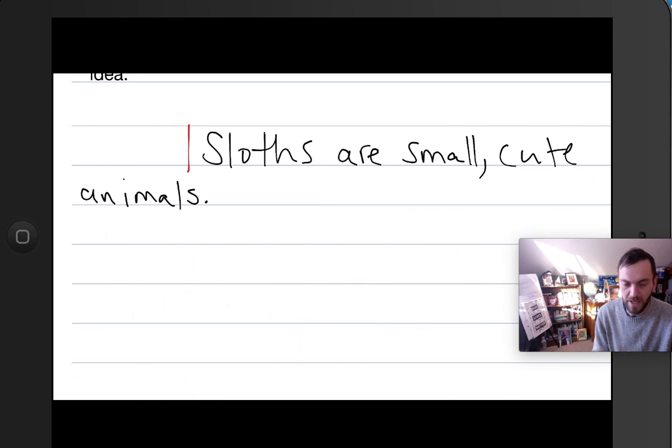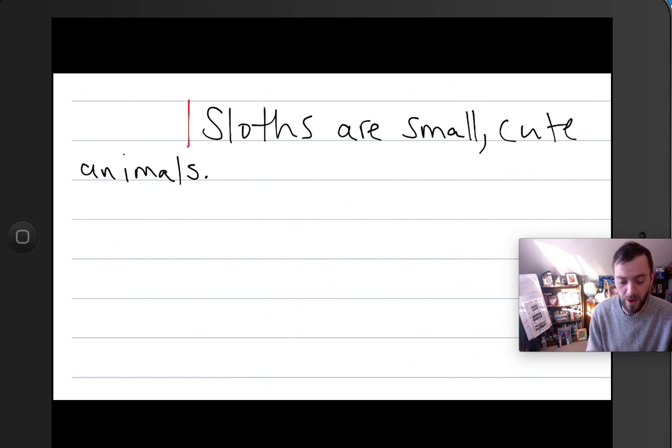Sloths are small, cute animals. It could be an opinion. Your topic sentence doesn't have to be fact. It doesn't have to be a fact, but now we're going to support that with facts. So what facts support that claim, this topic sentence that I started with?